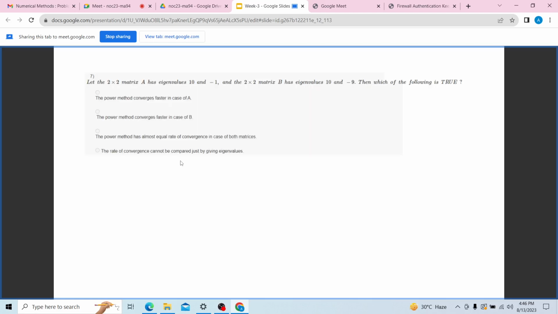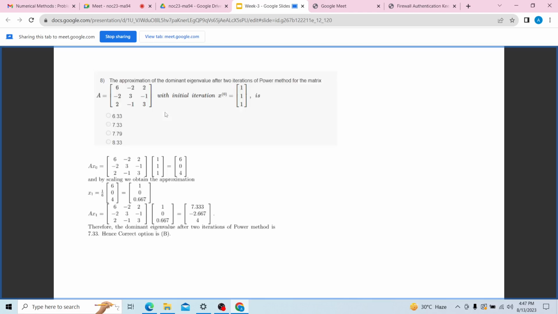Okay. Next question is, let the 2 cross 2 matrix A has eigenvalues 10 and minus 1, and the 2 cross 2 matrix B has eigenvalues 10 and minus 9, then which of the following is true? First says that power method converges faster in case of A, or it converges faster in case of B, or both have equal rate of convergence, or we cannot determine. Okay, so we got here it as option A. It converges faster in case of A.